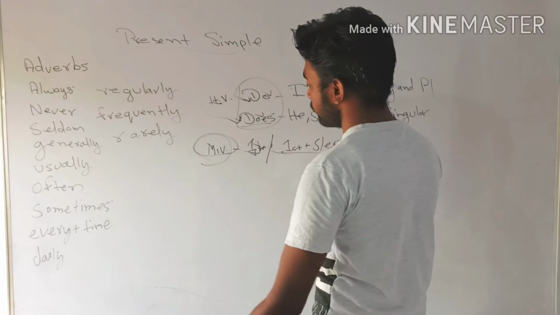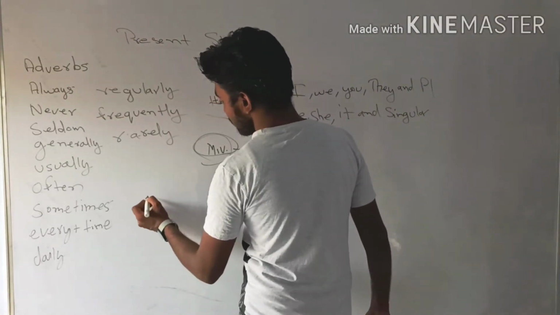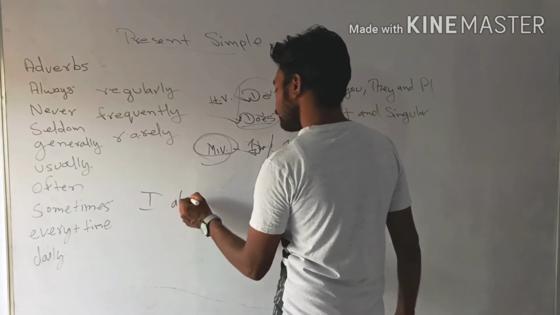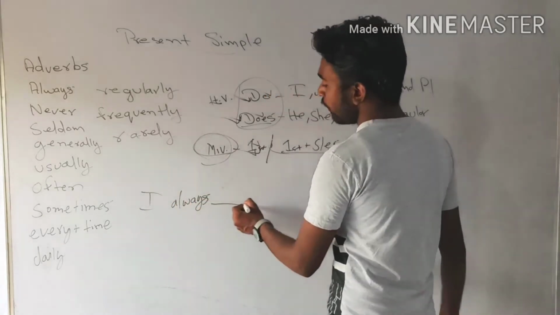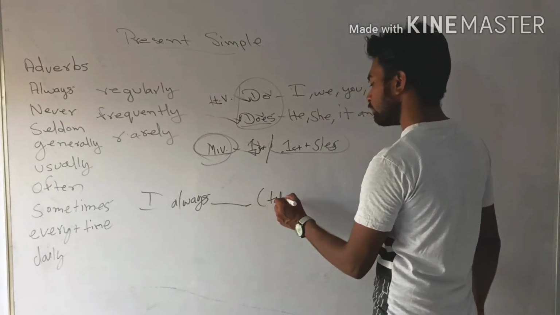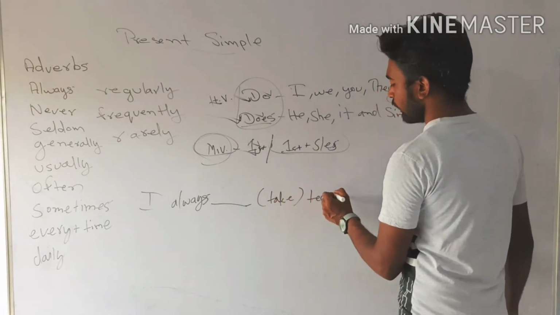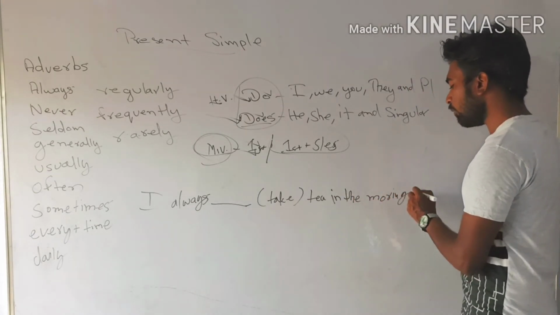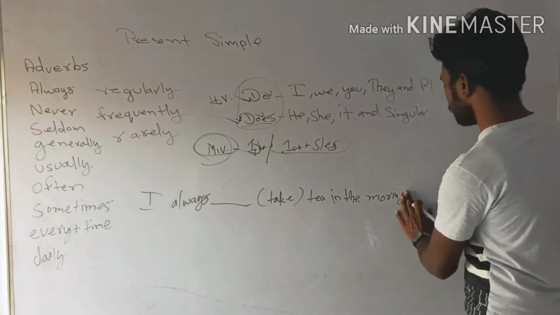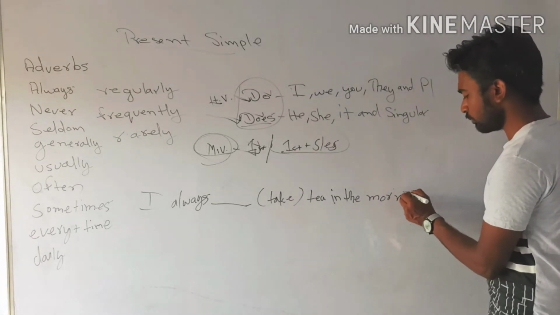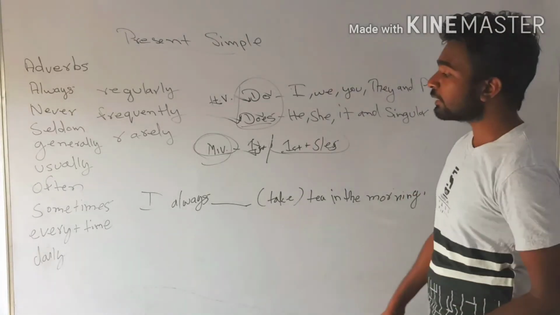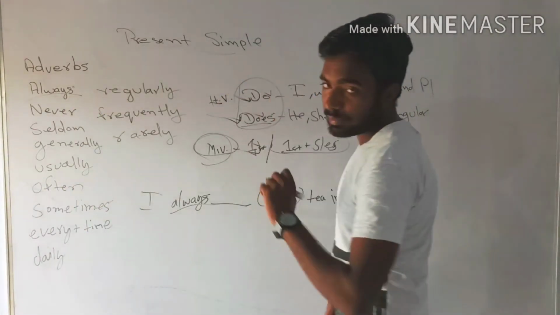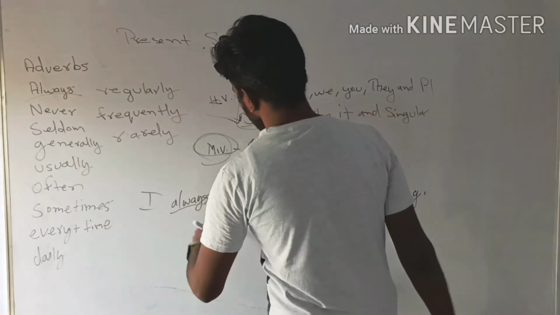Now just have a look at some examples. First example: I always take tea in the morning. In this sentence you can see always, and always is an adverb of present simple tense. It means we have to use present simple tense in this sentence.